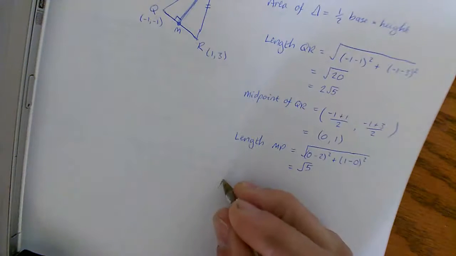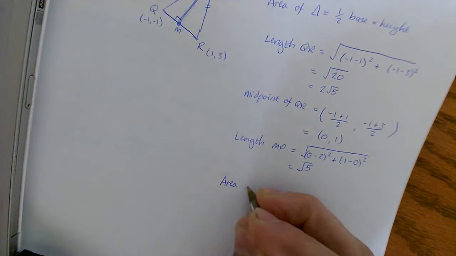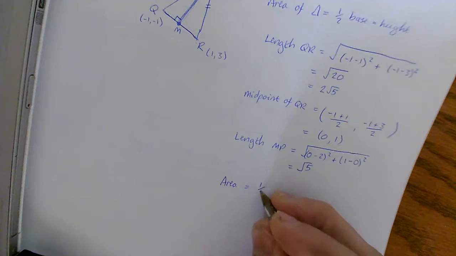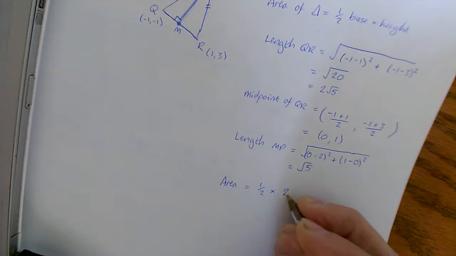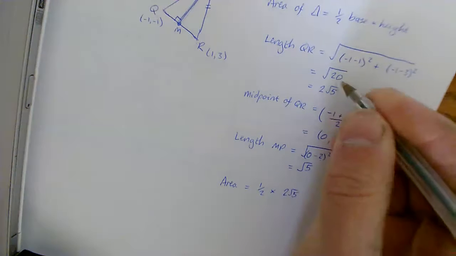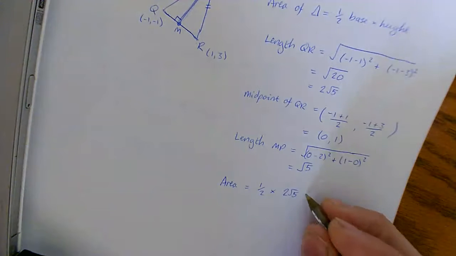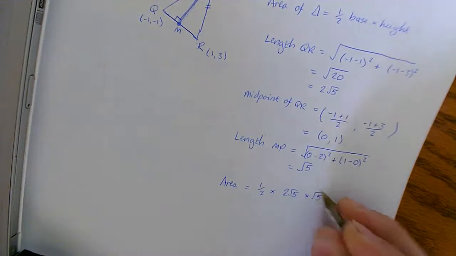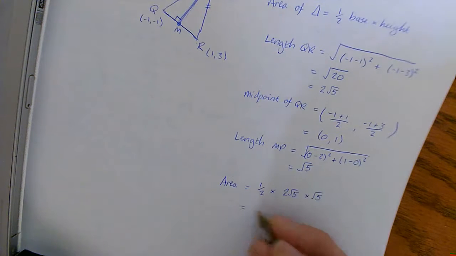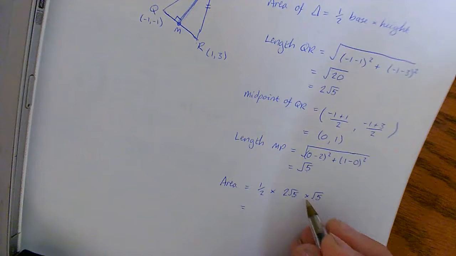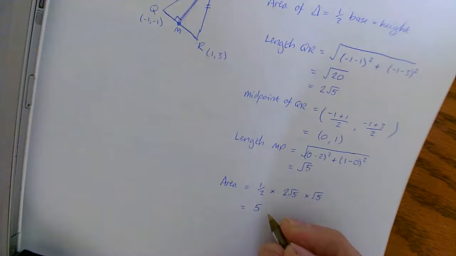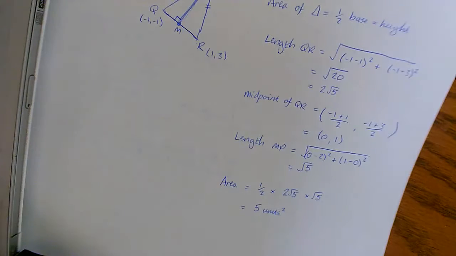So finally, the area is equal to a half times 2 root 5, or root 20, if you use root 20 this all still works, times another root 5 from here. Root 5 times root 5 is 5, times 2 is 10, half it is 5 units squared. We don't know what the units are in this case, but units squared will do nicely. So our area is 5 units squared.